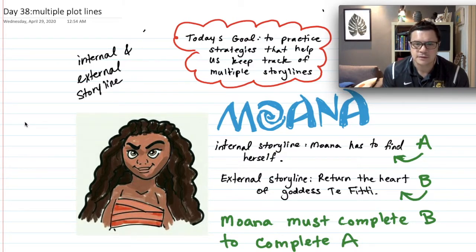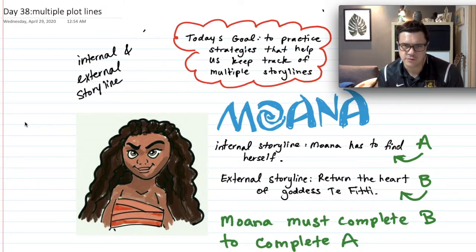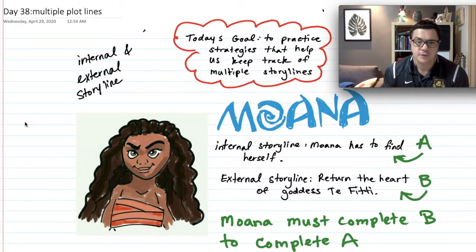In that story, we see that the internal storyline is Moana has to find herself and discover who she really is. And the external storyline is that she has to return the heart of the goddess Tefiti. And what we see there is that in order to complete the external storyline, she has to figure out who she is first. So we see there that Moana must complete B to complete A, right? And this is pretty common in the stories we read.